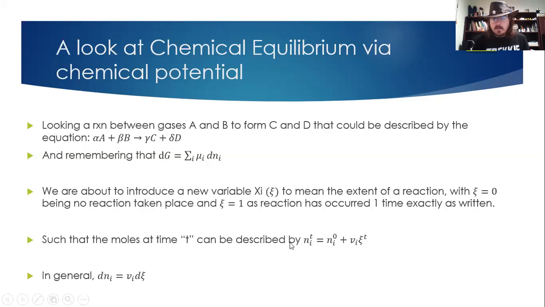the moles initially plus our nu, which we use to say the coefficient, times xi at time t. So, for example, if 1 mole is consumed, it would be -1 times xi, however many times the reaction has gone. If it's gone 5 times, it would be 5 times -1 to figure out how many moles have been consumed. So in general, the change in moles would be equal to nu delta xi. So how does xi change? Changing xi with the coefficient.